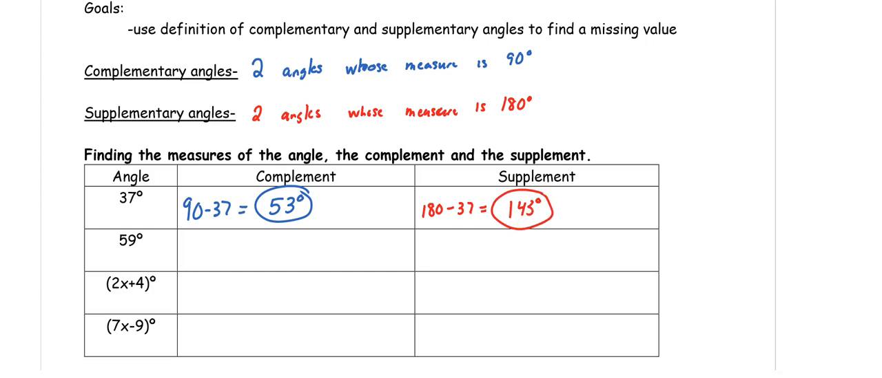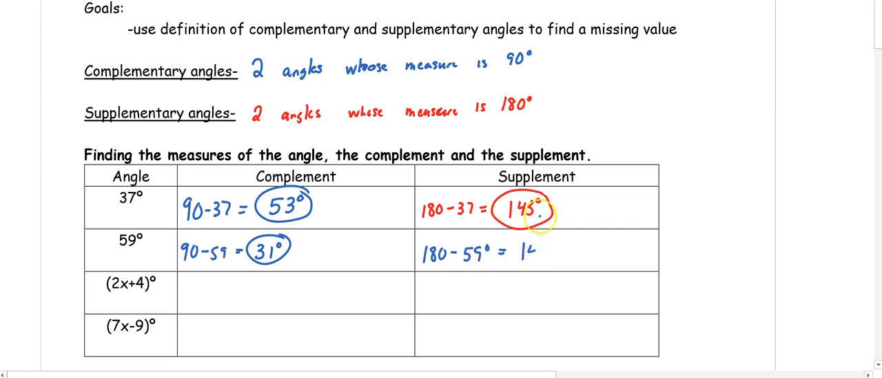So same thing when we have 59 degrees. To find the complement, 90 minus 59 is 31 degrees. 180 minus 59 degrees is 121 degrees.